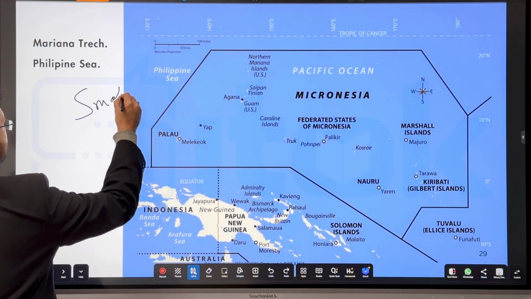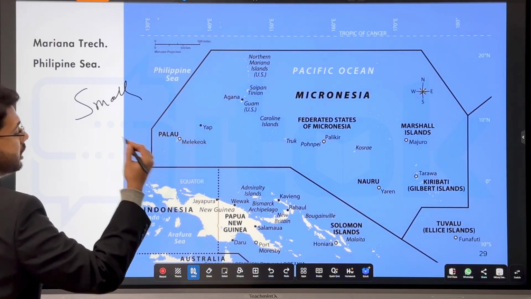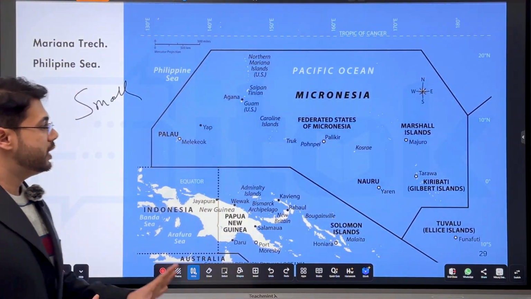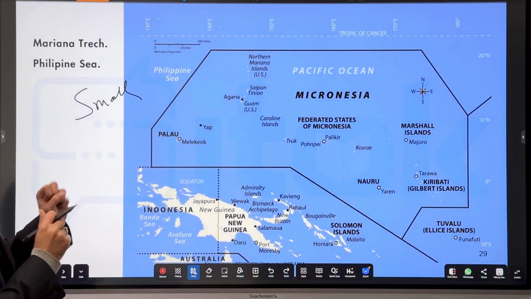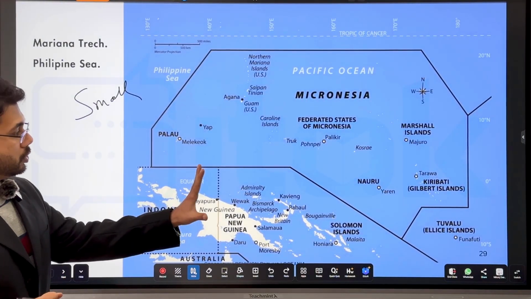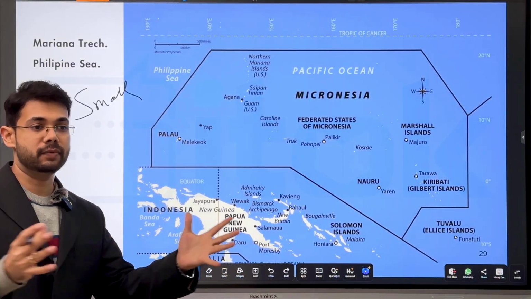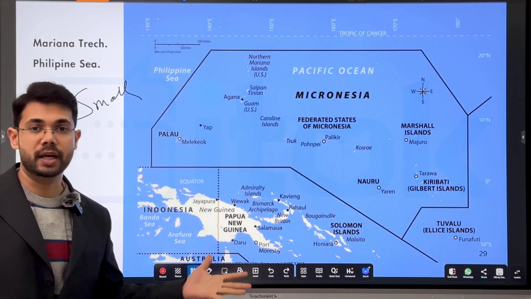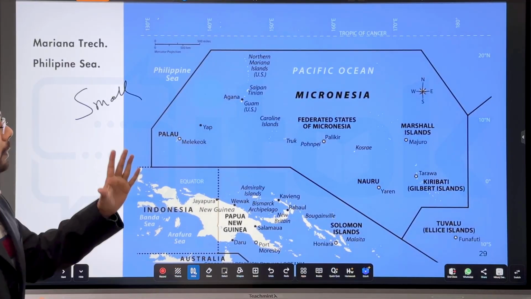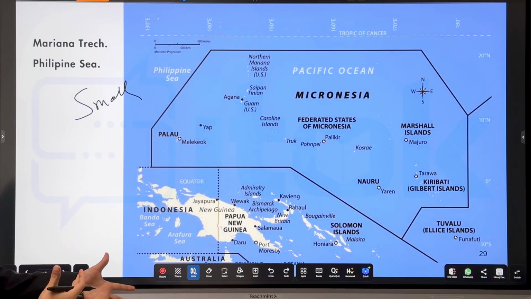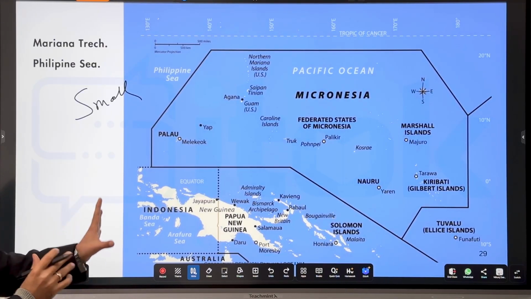Micro means small, and nesia is actually a Latin word meaning islands. So this is a conglomeration of small islands all across the Pacific. Entirely this is called the South Pacific, with huge islands. But Micronesia is the small islands. There is a cultural significance to dividing these regions.